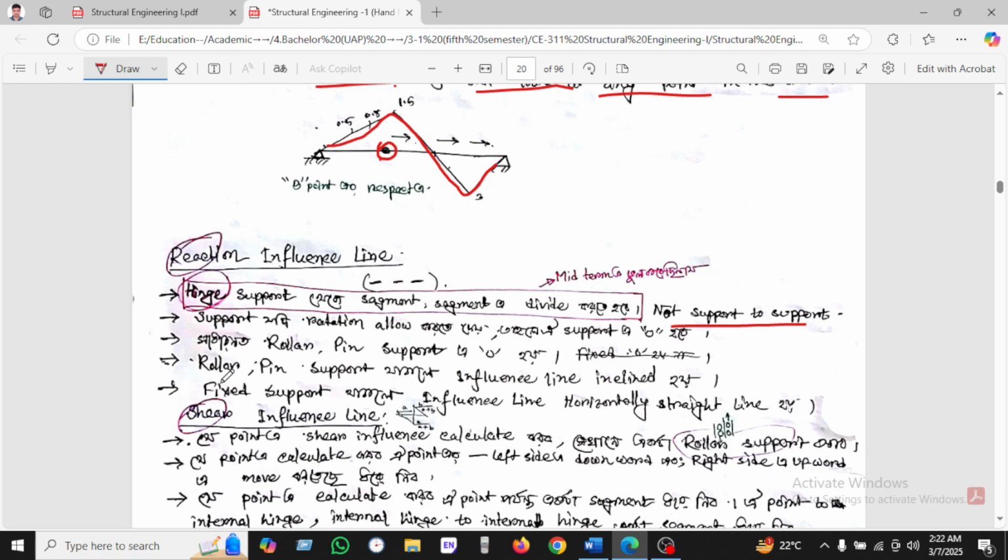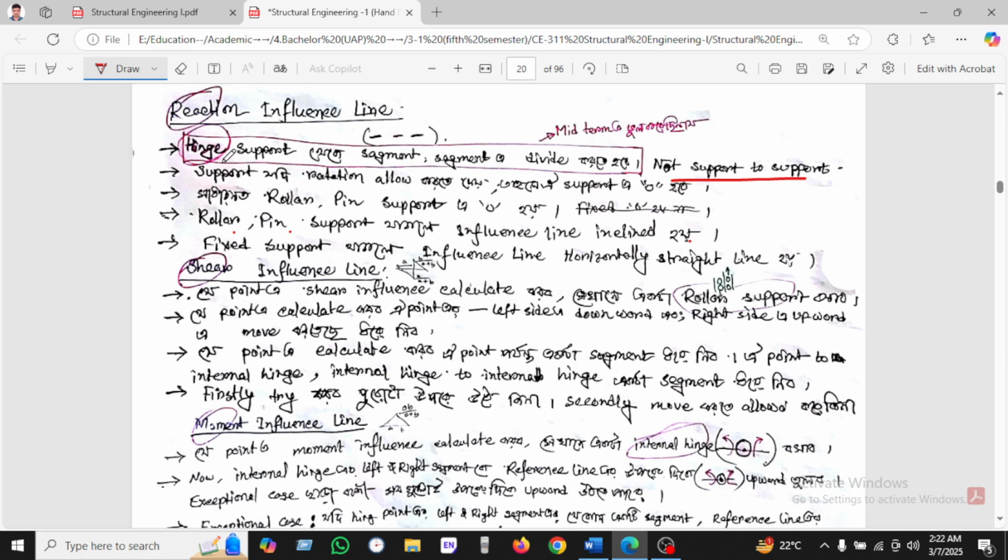If there is a roller or pin support, then the influence line will be inclined, and if there is a fixed support, then the influence line will be a horizontal straight line. Okay, so this is for reaction. Now we'll see the shear influence line.